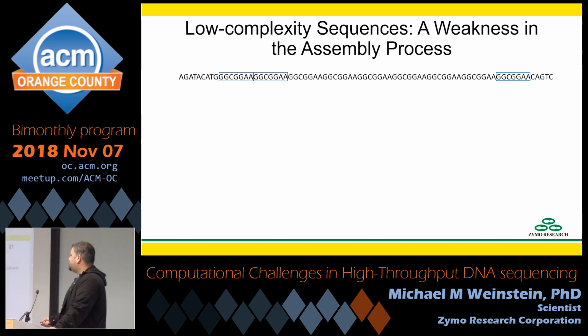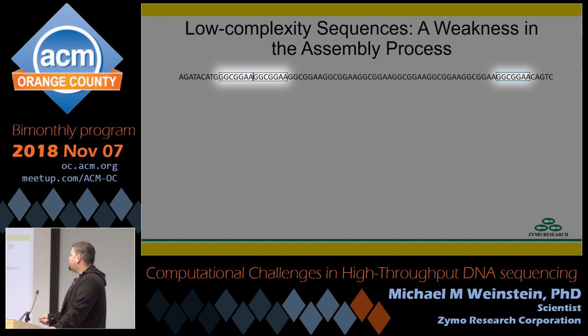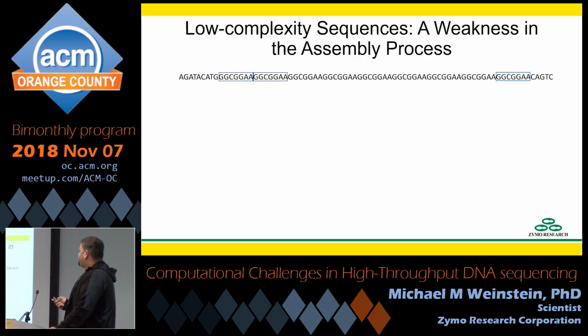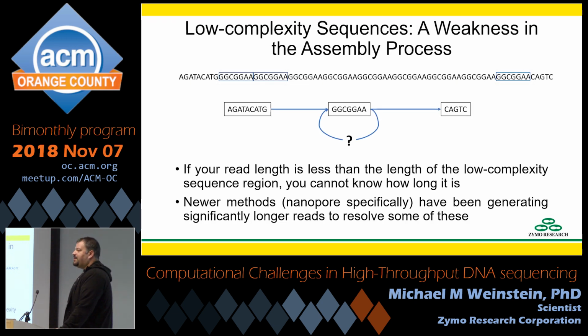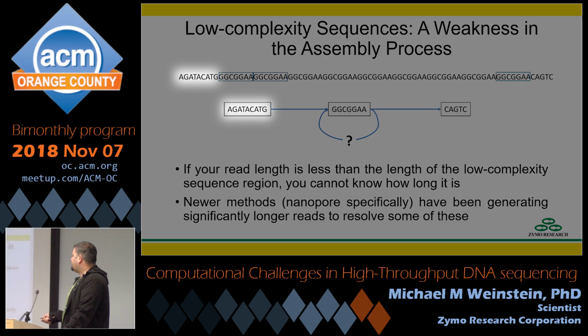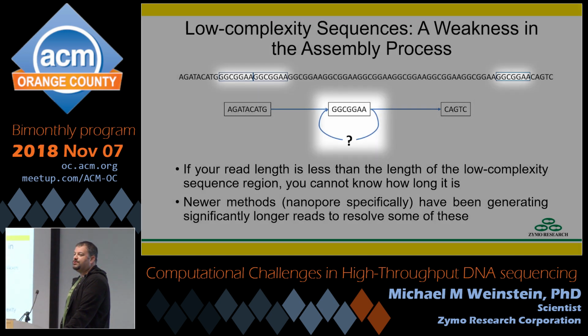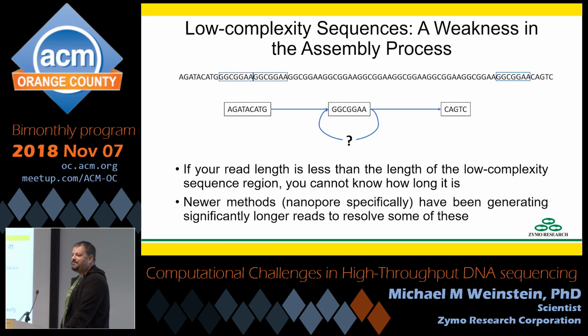Basically what we have here is some sequence, and then we have this long repeating stretch of GGC, GGAA. And what will happen is, if we can't read all the way through that repeating sequence, you start getting a graph that looks like this. You have one end, you have the other end, and in between them, you have this sequence that you know is repetitive, but you don't know how many times.